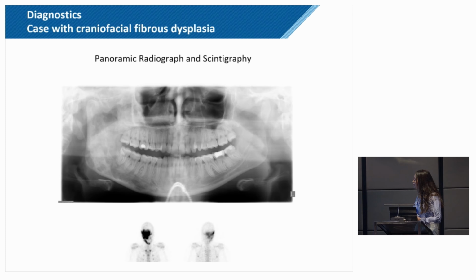This patient also has a fibrous dysplasia lesion in the maxilla and also in the cheekbone. And here below we see the corresponding scintigram, where you can see an increased uptake in the lower jaw and in the maxilla, and well, it runs up to the skull.